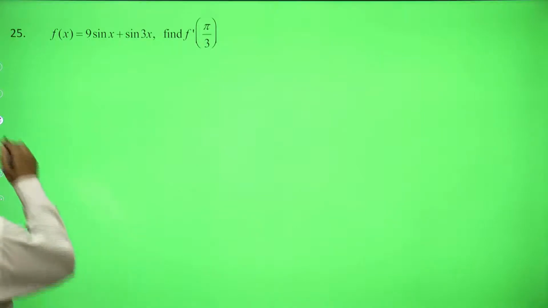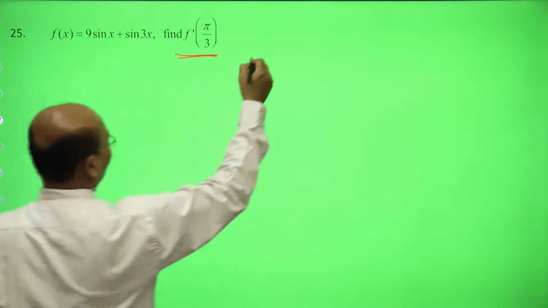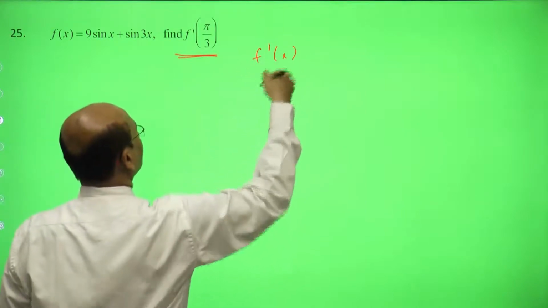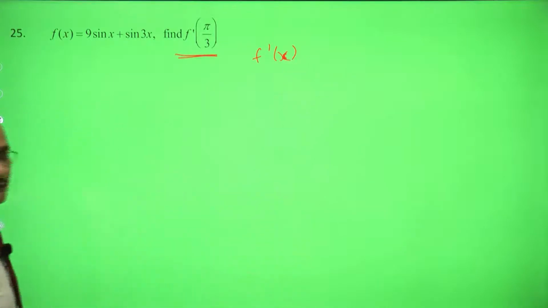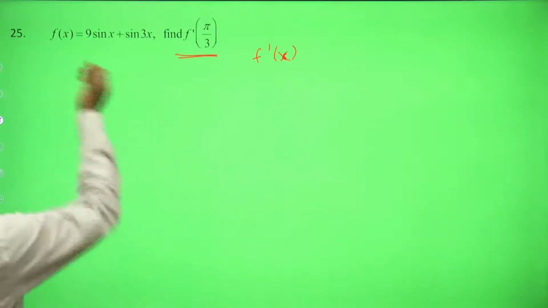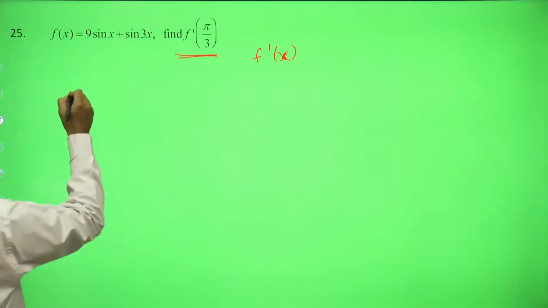Now this is something important, I want you to remember this. You look, f dash pi by 3. See, at the most I can get f dash x. Correct? F dash x I can get it, right or not? So if I want to find f dash pi by 3, I believe first I have to find f dash x. First you will find f dash x.